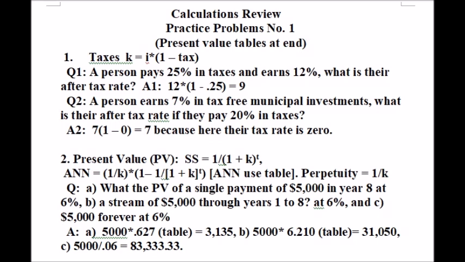In all of these cases, we'll use $5,000, year 8 at 6%. Well, a single sum would be worth about $3,100 using, say, a table figure of 0.627. The annuity, years 1 through 8, would be worth about $31,000 using the annuity table 6.21. On the other hand, for a perpetuity going on forever, we're going to divide by that 6% as a decimal, 0.06, getting some $83,000, which is to say $83,000 at 6% would give us $5,000 a year forever.